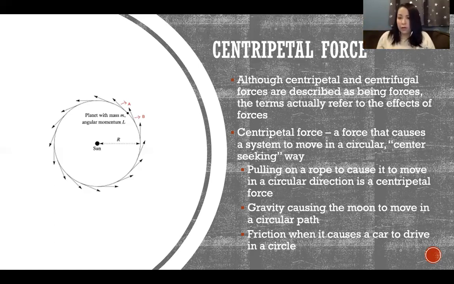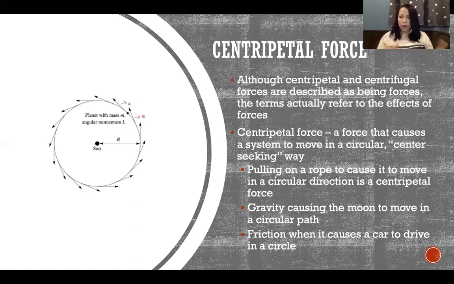Whereas in other scenarios, gravity is not a centripetal force. I'm sitting here on the couch right now because of the effects of gravity, but I'm not moving in a circle. So it's not acting as a centripetal force on me, but it is acting as a centripetal force on the moon. Another example would be friction causing a car to drive in a circle.